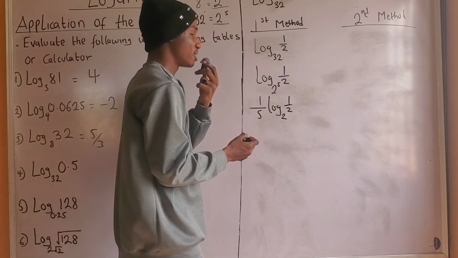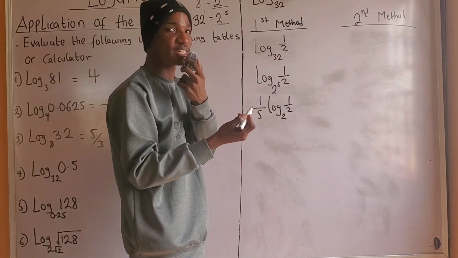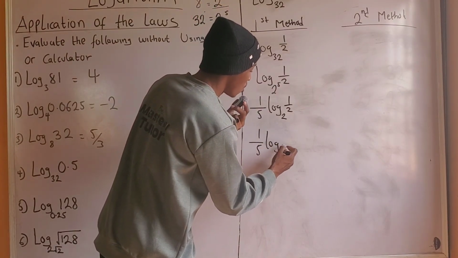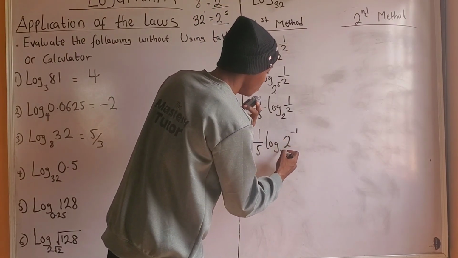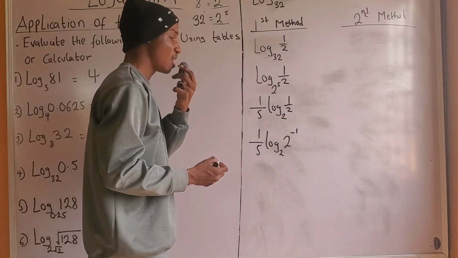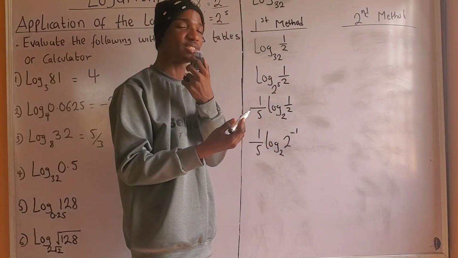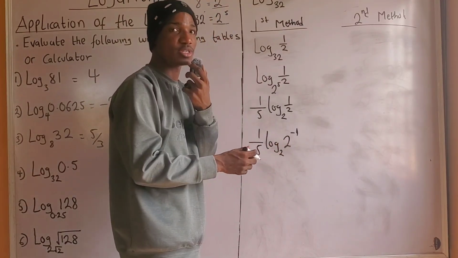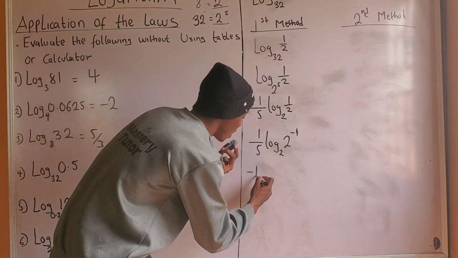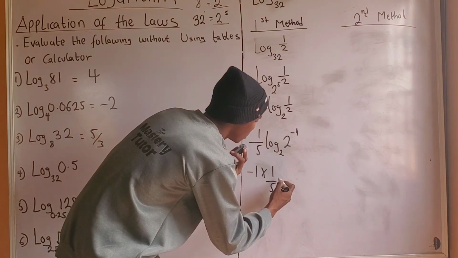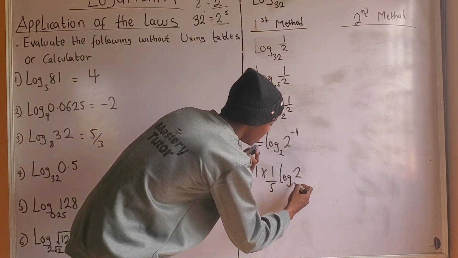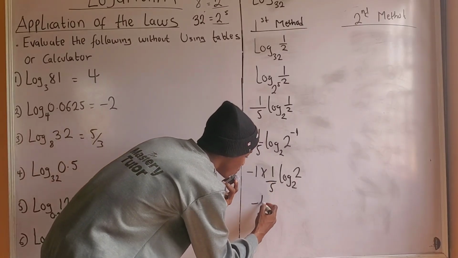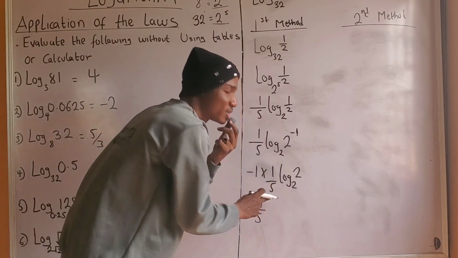Now 1 over 2 can be written as 2 raised to the power of negative 1. So I'm going to have 1 over 5 multiplied by log 2 raised to the power of negative 1 base 2, right? Now, because the log of a power is the product of that power and the log, this negative 1 is going to multiply the logarithm. So I'm going to have minus 1 multiplied by 1 over 5 multiplied by log 2 base 2, okay? Minus 1 times 1 over 5 is minus 1 all over 5, and log 2 base 2 is what? It is 1.